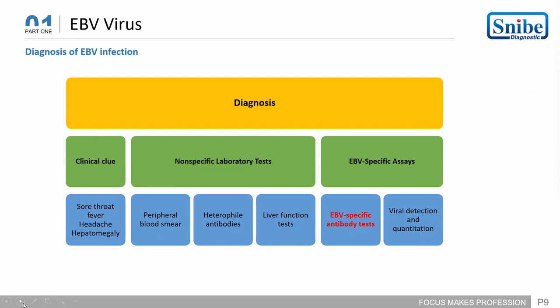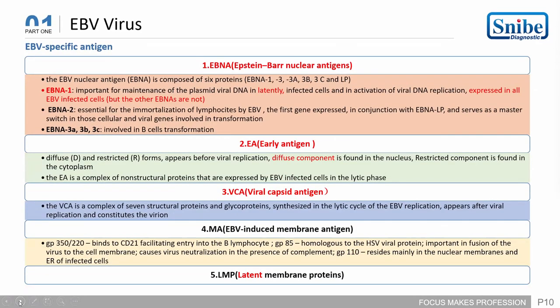If we go further with specific antigen tests, that includes the Epstein-Barr nuclear antigen, EBNA. The EBNA antigen is composed of six proteins: EBNA1, 2, 3A, 3B, 3C, and LP. EBNA1 is important for the maintenance of the plasmid viral DNA in latently infected cells and for viral DNA replication, and is expressed in all EBV-infected cells. EBNA2 is essential for the immortalization of lymphocytes by EBV, while EBNA 3A, 3B, and 3C are involved in B cell transformation.